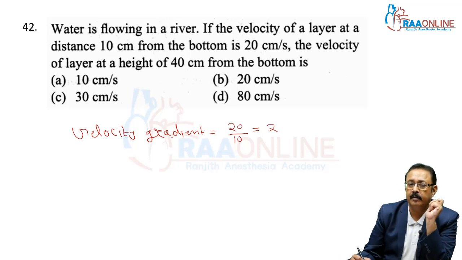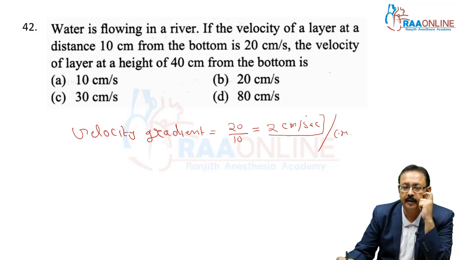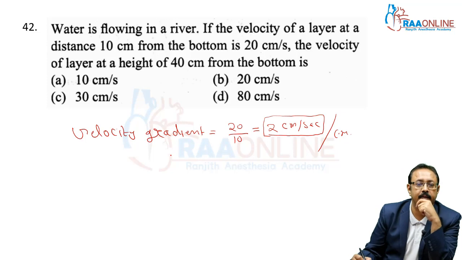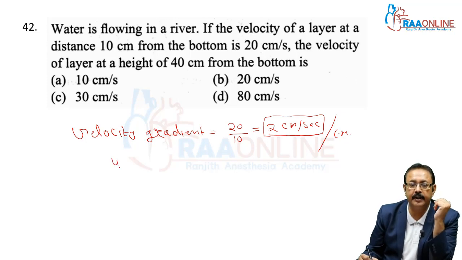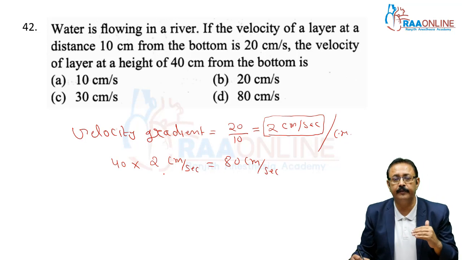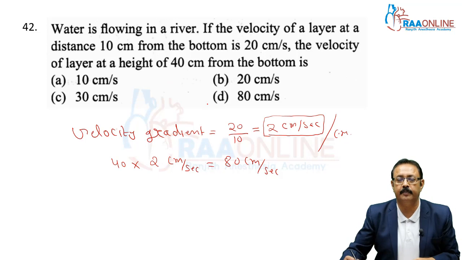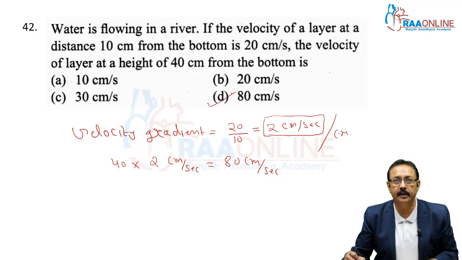So velocity gradient is 2. It means 2 centimeter per second per centimeter, meaning with each centimeter change, the velocity changes by 2 centimeter per second. If you go to a height of 40 centimeter, change in velocity should be 40 into 2 centimeter per second, which means 80 centimeter per second. And the ground layer has velocity 0. So the layer at a height of 40 centimeter has velocity 80 centimeter per second. So we are going with D.